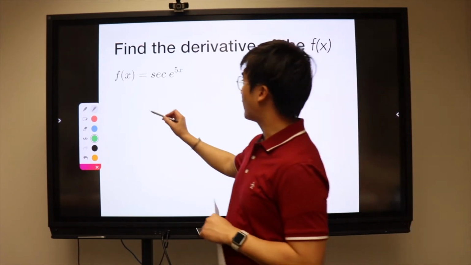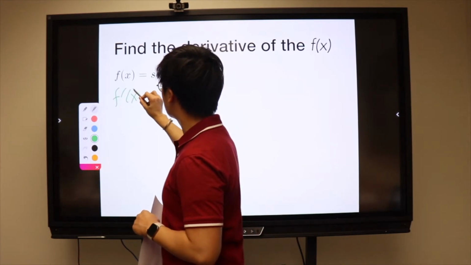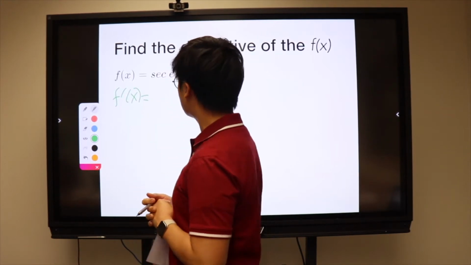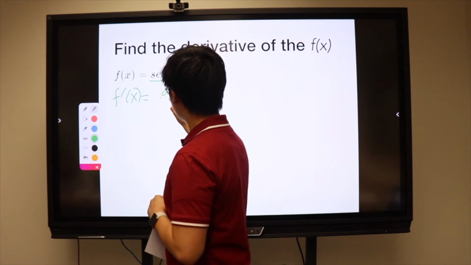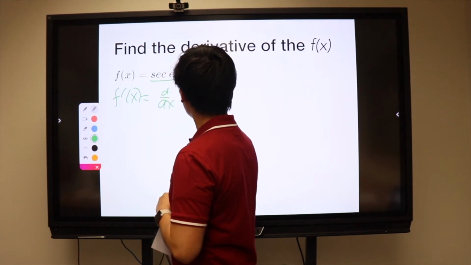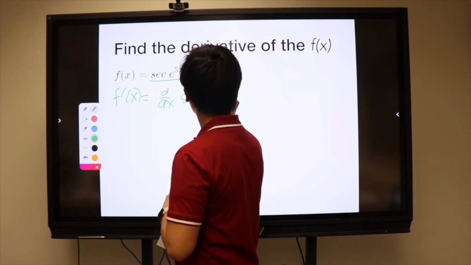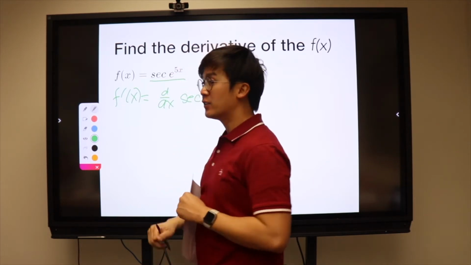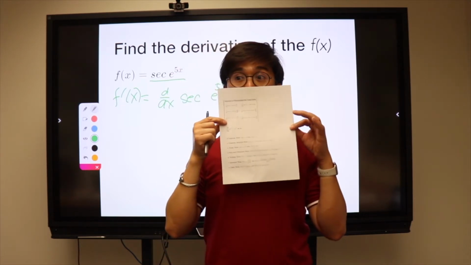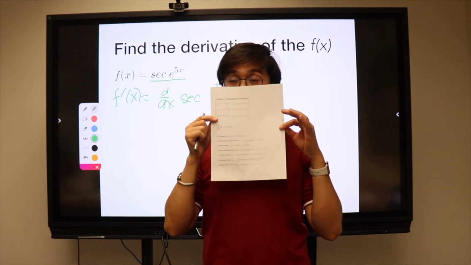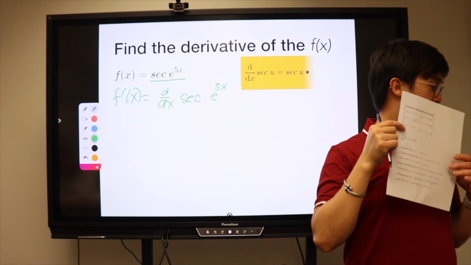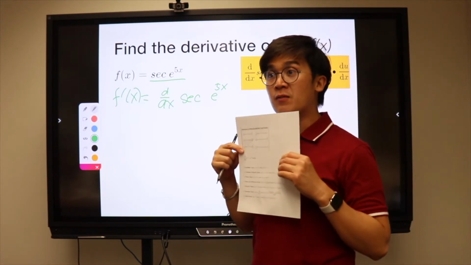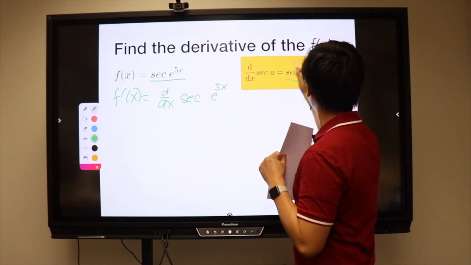So we're finding f prime of x. And what is f prime of x? Derivative of this. So let's write it down. d dx of secant e to the 5x. So which formula are you going to be focusing on in this formula sheet? The derivative of secant u. And the derivative of secant u is this.